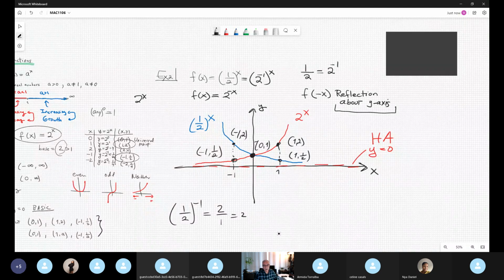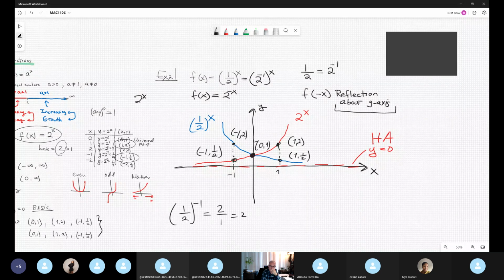Reflection about the y-axis. Do you follow me, guys? Do you understand very well or no? Sure or no? Come on, guys. Are you there? Yes, sir. Okay, yes, sir.